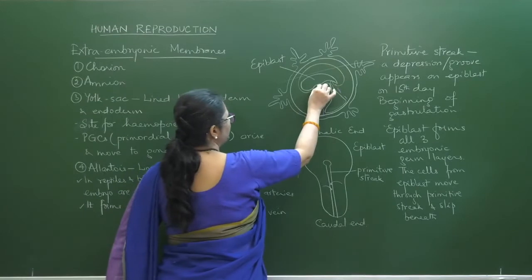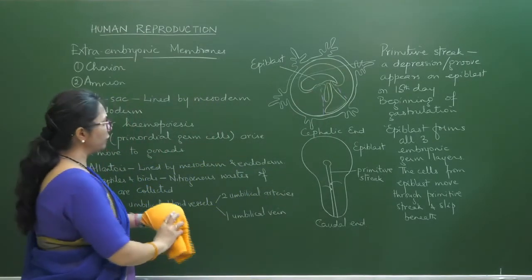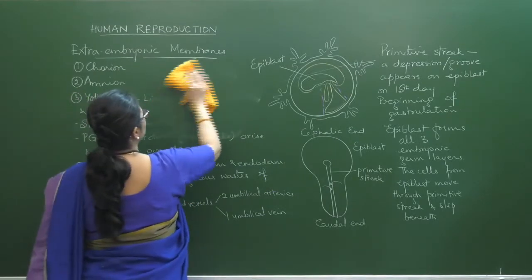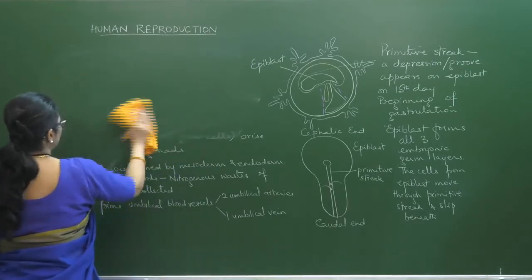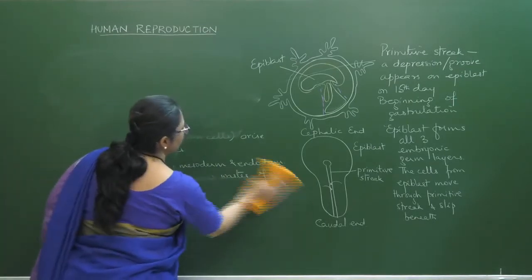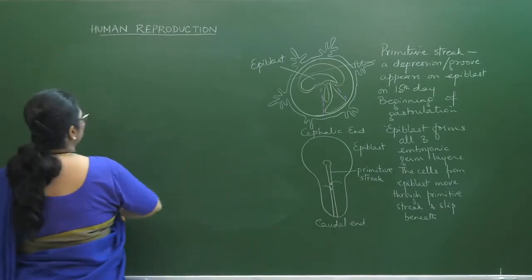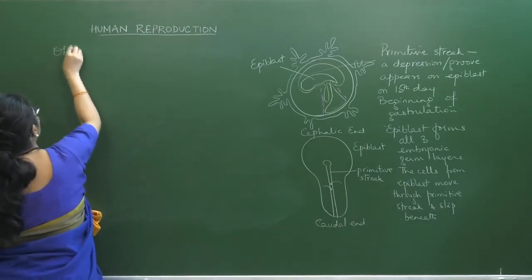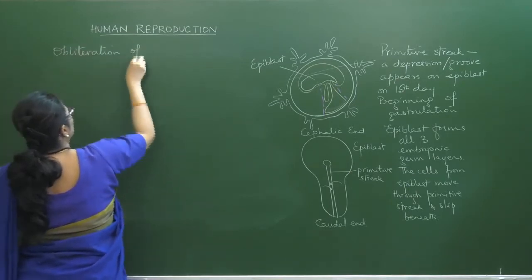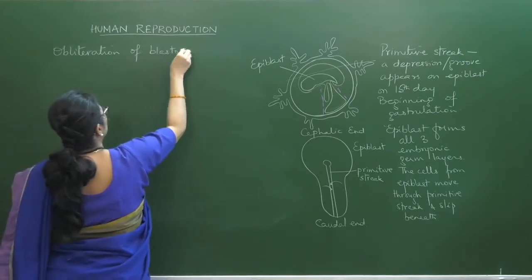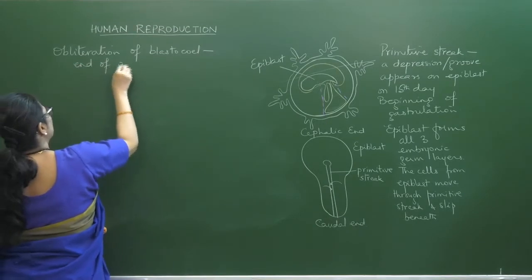Once all the germ layers are formed, you see there is still some space between the epiblast and hypoblast. That space is of course the blastocele. That is the space of the blastula, and once the mesoderm is formed, that space is obliterated. That is then termed as the end of the gastrulation phase. Okay, a direct question has come in this language only. So obliteration of blastocele is the end of gastrulation.